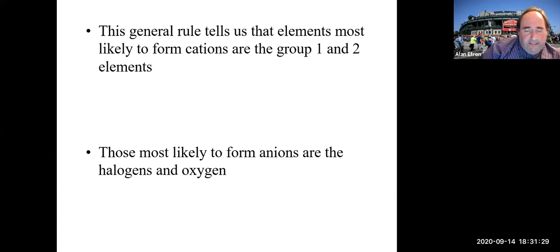And that generally tells us that our cations will be our metals, group 1 and 2, far left of the periodic table, and our nonmetals, upper right, will be our anions in an ionic compound.